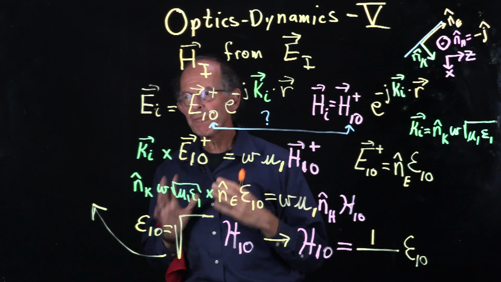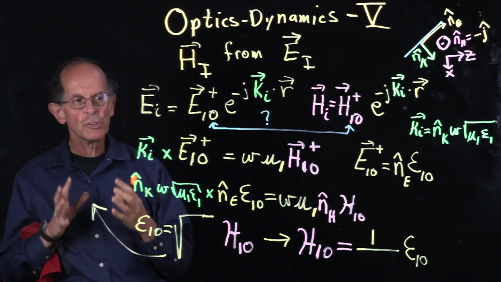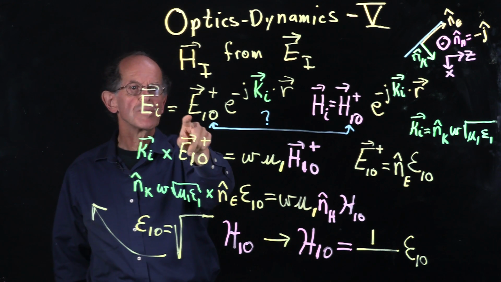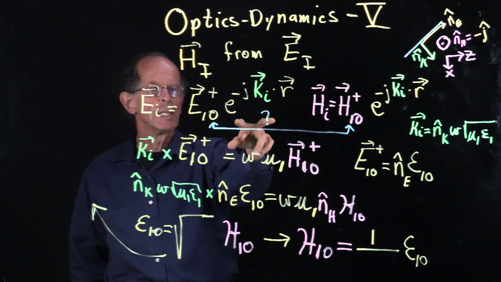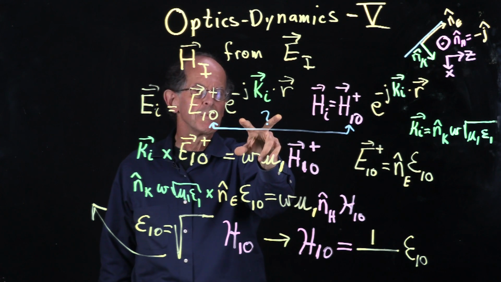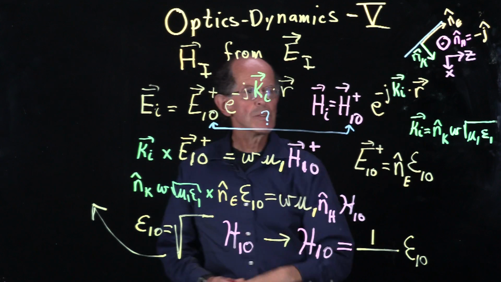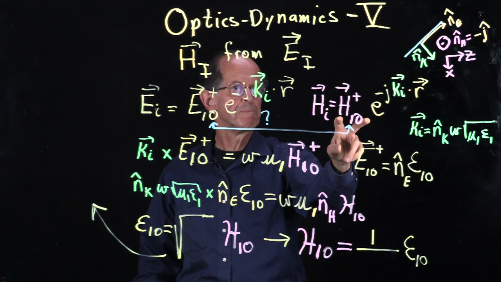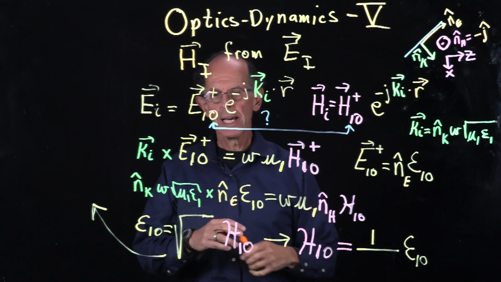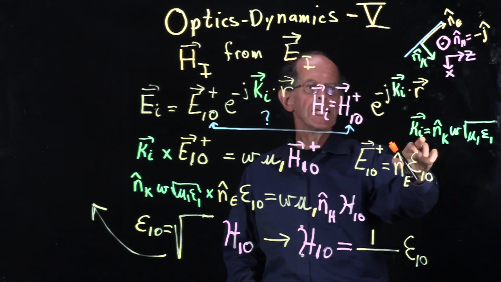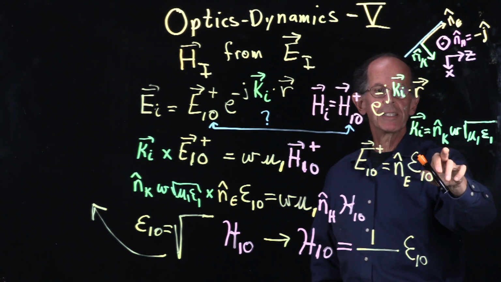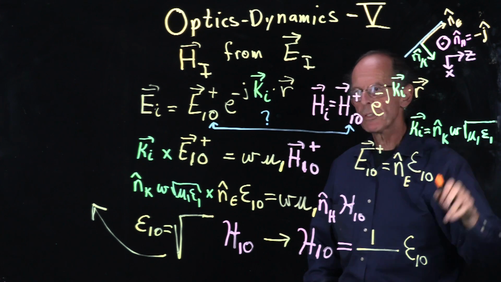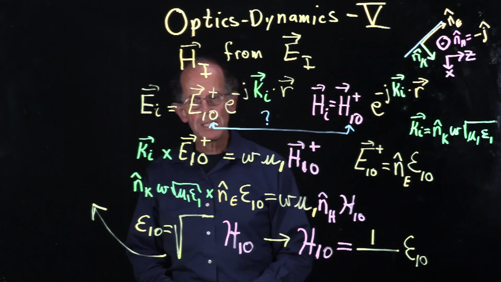We now need to finally be able to compute the H amplitudes. So let's look at the fields. Here's E_i, equal to the vector amplitude times the plane wave solution. H is also sitting on the same plane wave, and it has a vector amplitude, H1 plus. Now, we also know that k_i is equal to a unit vector in the k direction times omega square root mu1 epsilon1. We're in the upper medium.